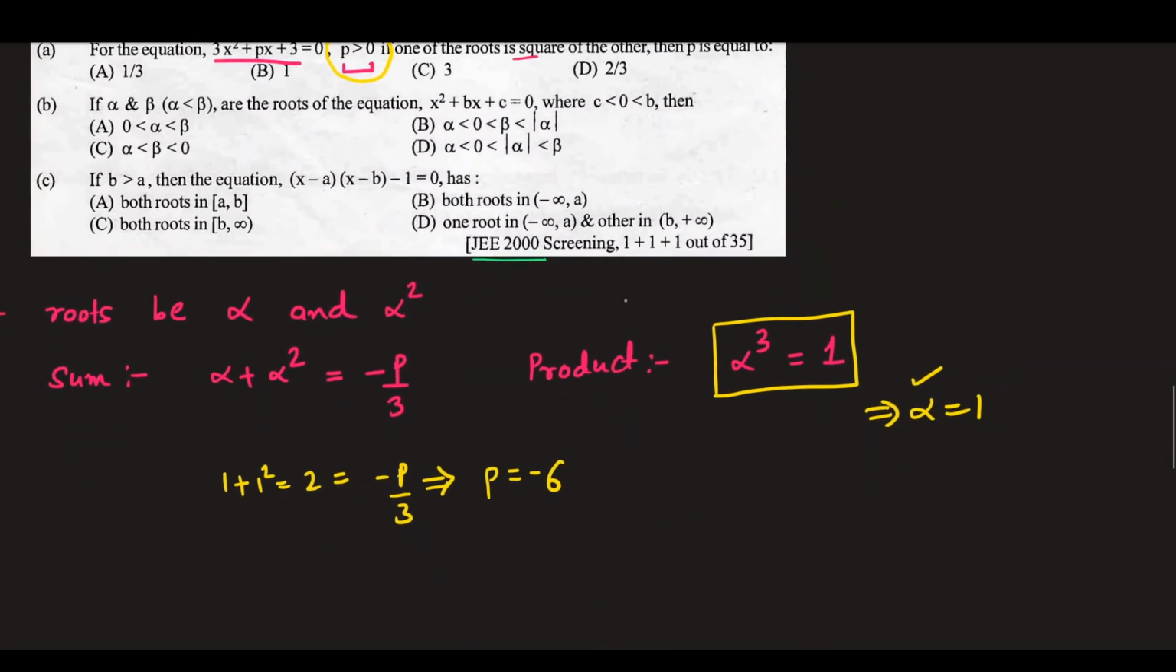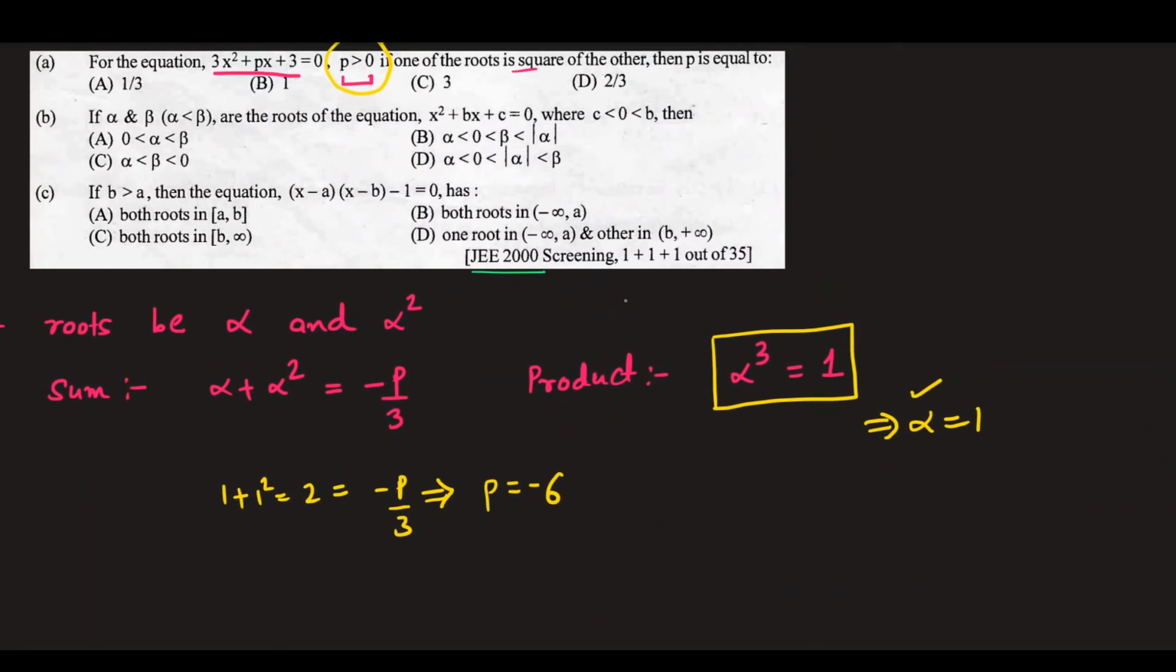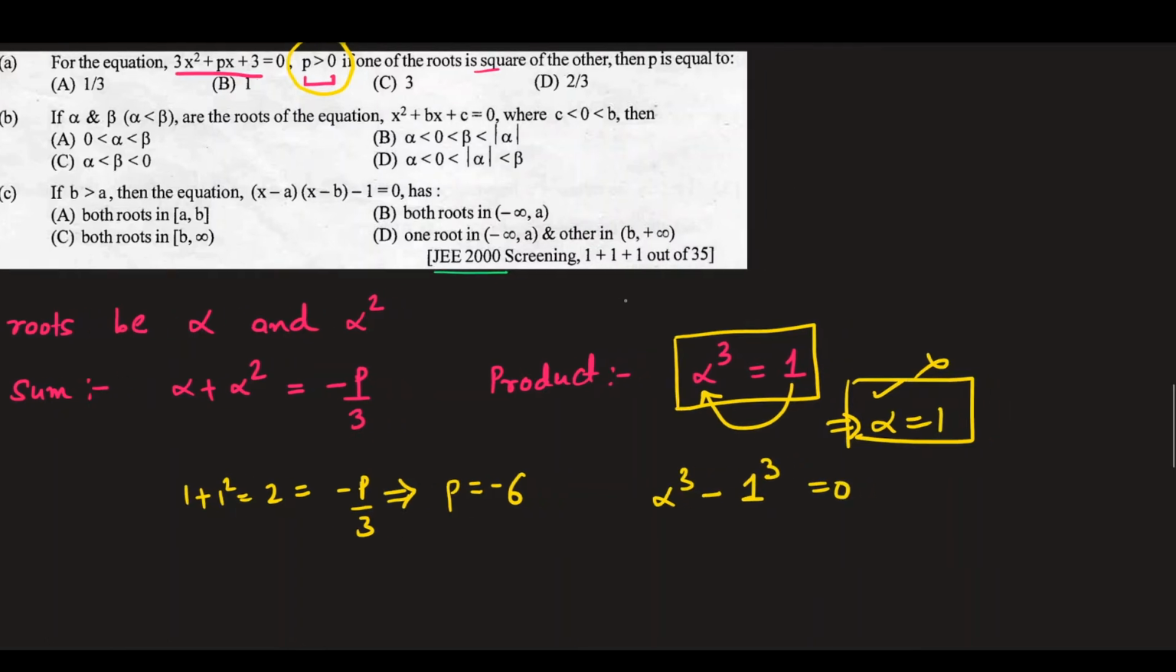So there must be some fault, and the fault lies here. This is not true, necessarily not true. So just move this 1 from here and you will get 1 cube. Alpha cube minus 1 cube is equal to 0. We write 1 as 1 cube.